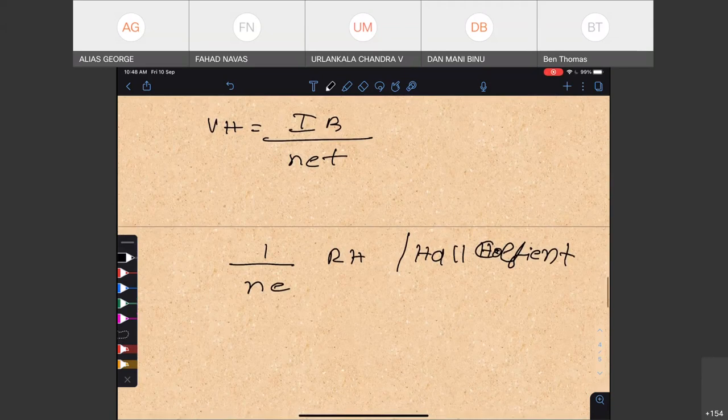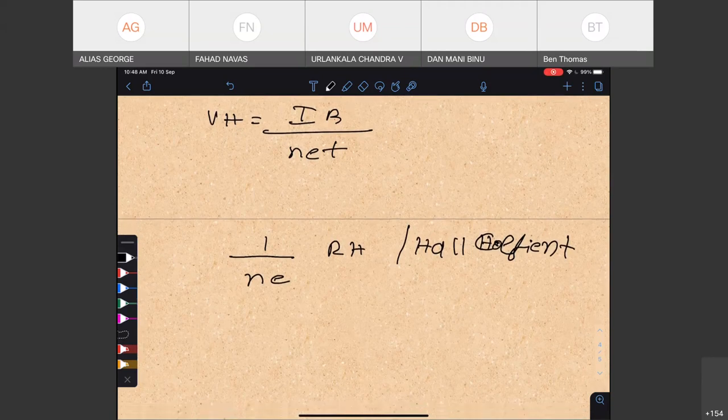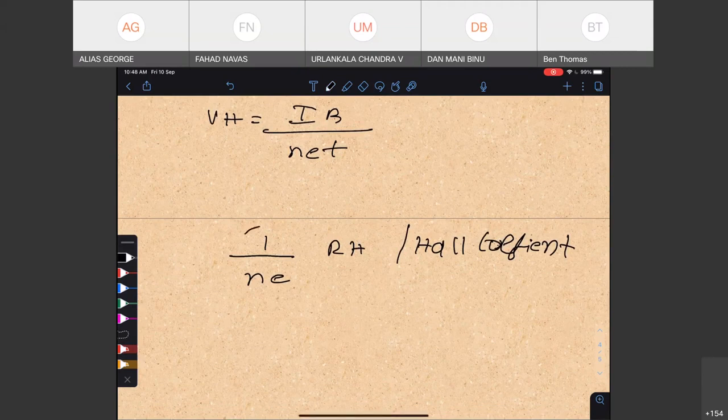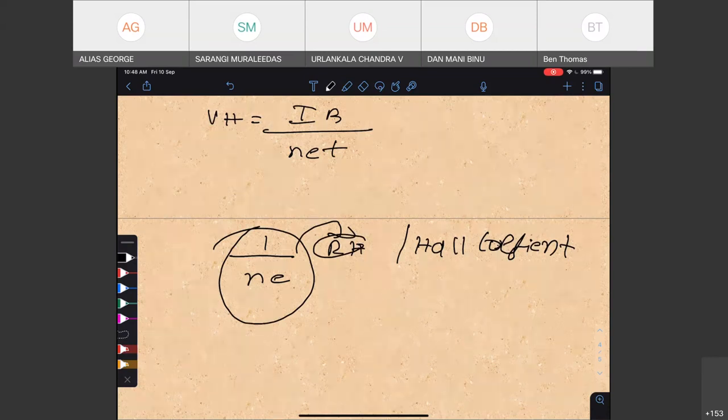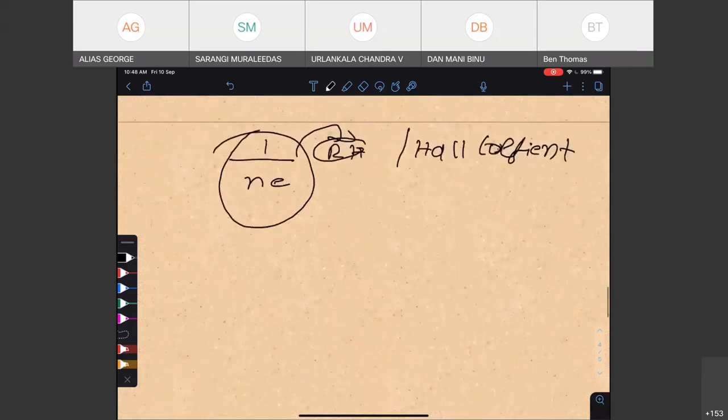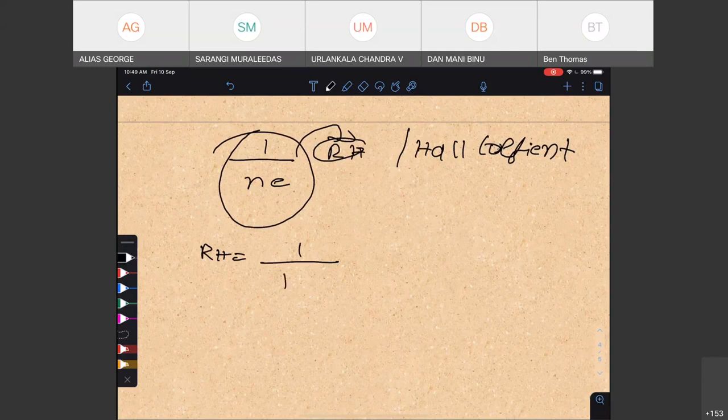Yes, Sarangi, hello. Do you have any problem that I am calling this 1 by NE as RH? I am assigning this 1 by NE as RH, just as Hall voltage RH. No? Okay, so Sarangi, no problem. So we can call this RH as 1 by NE.